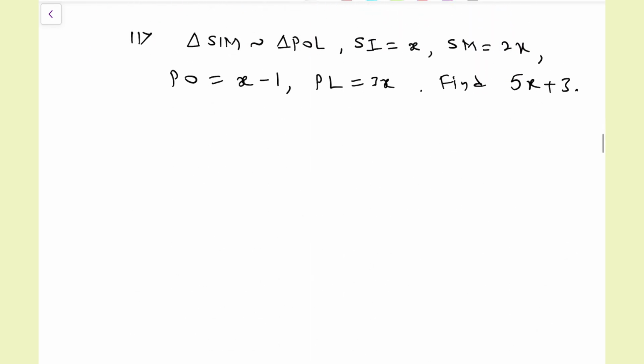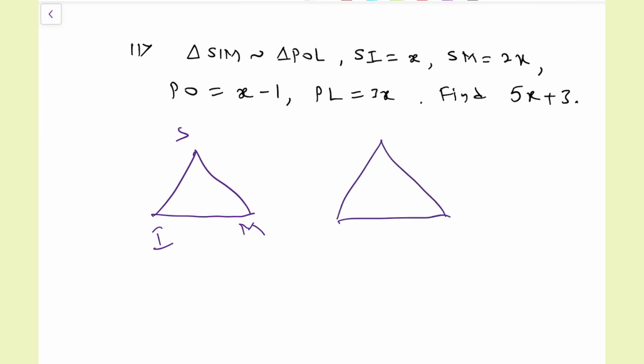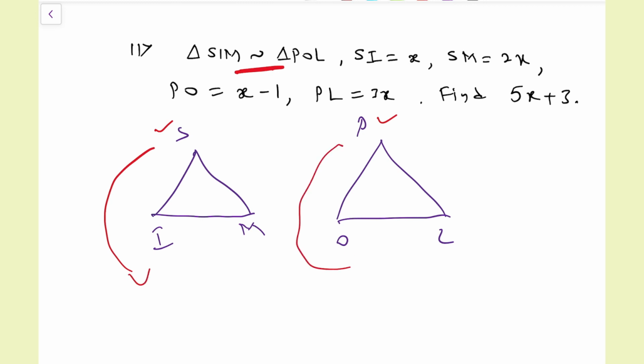Next, question number 11. Triangle SIM is similar to triangle POL. So let us draw two triangles. This is SIM and one more triangle is POL. Observe this clearly always. If you use the similar figure symbol, it is compulsory to follow the same pattern. Here S I started, so here P only should be started. I'm going in this way, so here also I need to go in that way only. Then only you will get the answer correctly. Otherwise you will get everything wrong.